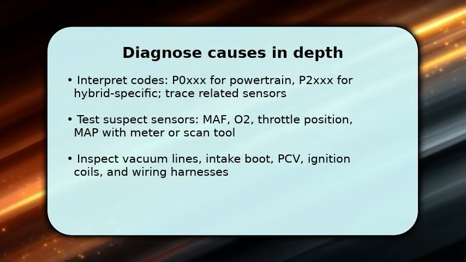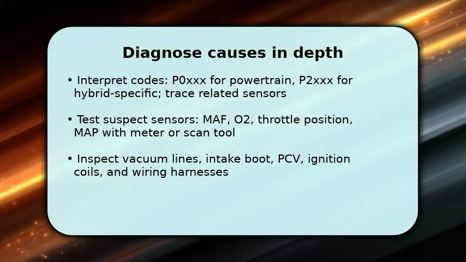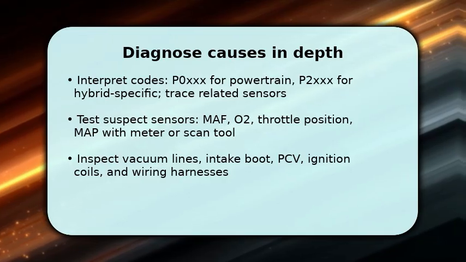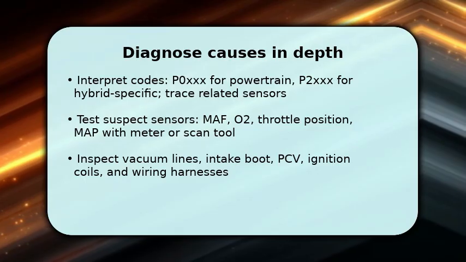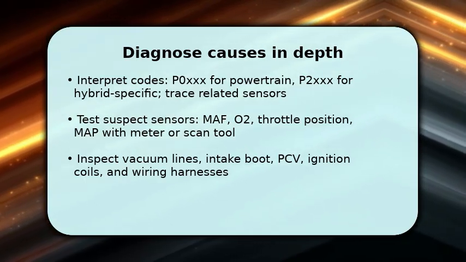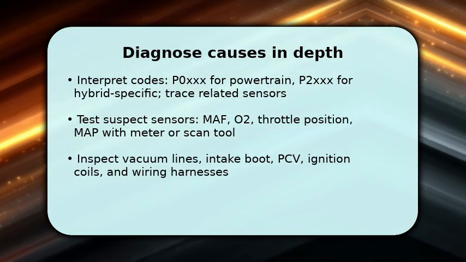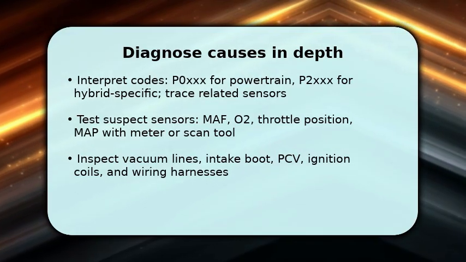With codes in hand, you prioritize sensors and systems most likely responsible and test them systematically. Use a multimeter and live data stream to confirm MAF, O2, MAP, and TPS readings under load. Check for inconsistent voltages or slow response. Physically inspect vacuum lines, intake boots, PCV and ignition coils for cracks or carbon buildup.